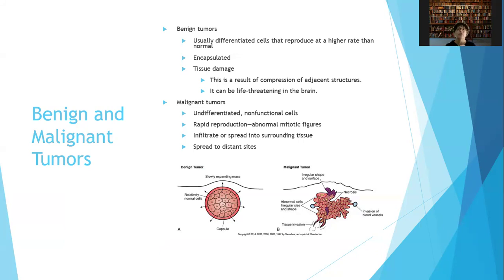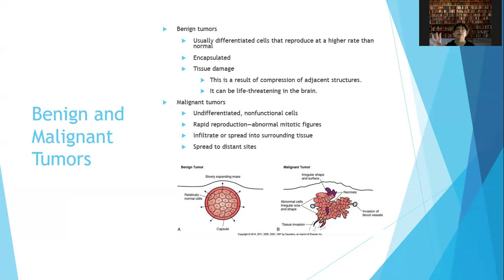The tissue damage that happens from benign tumors is a result of compression of adjacent structures. If you have that in the brain, it can be life-threatening, or if it obstructs a duct or some kind of opening, a benign tumor can be life-threatening. Other than those two situations, though, benign tumors are usually not life-threatening.